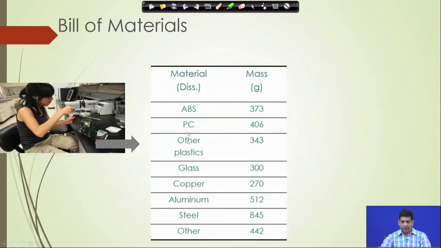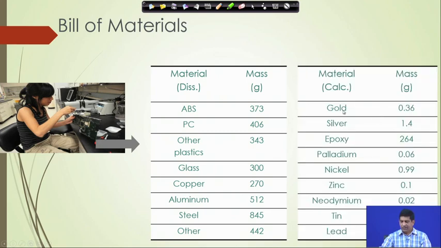Bill of materials: if you look at different types of plastics, printed circuit boards, other plastics, glass, copper, aluminum, steel, and others, that's the research mass in grams. So you have a student taking it apart and weighing the different components from this laptop and finding these materials. This may not be the total exhaustive list. There will be some more materials there, like gold, silver, epoxy, palladium, nickel, zinc, neodymium, tin, lead.